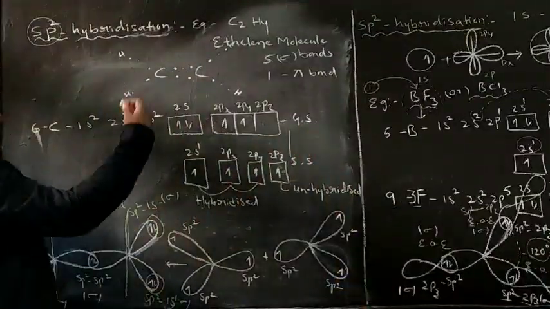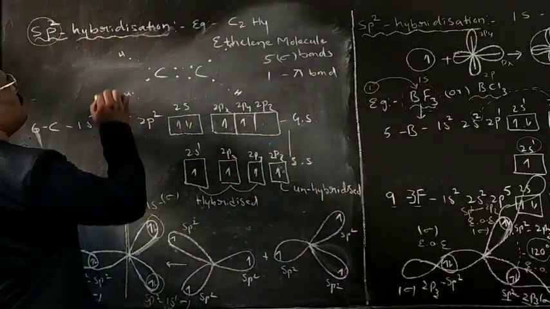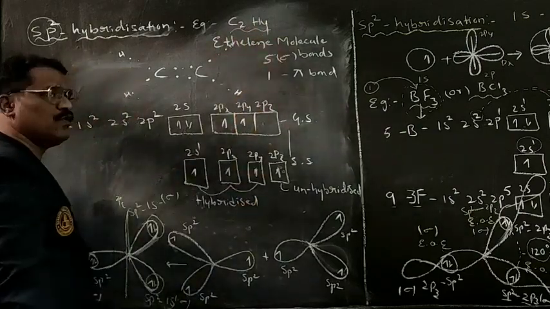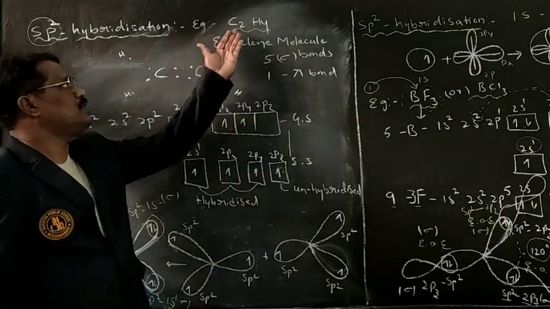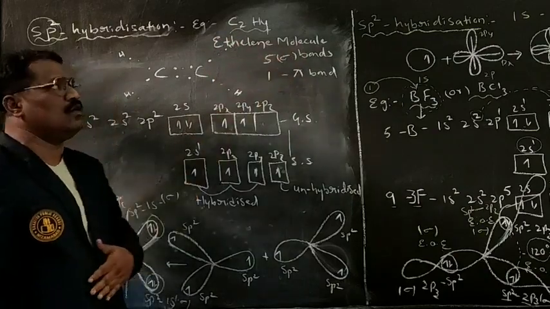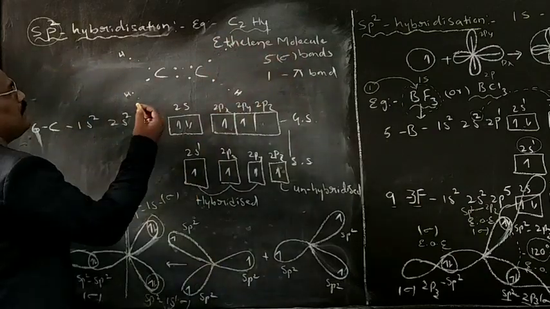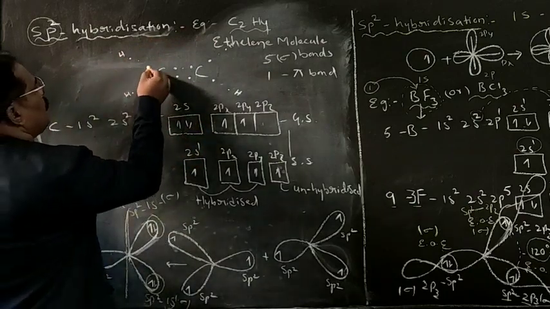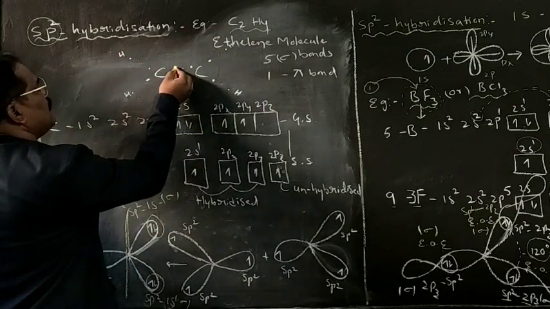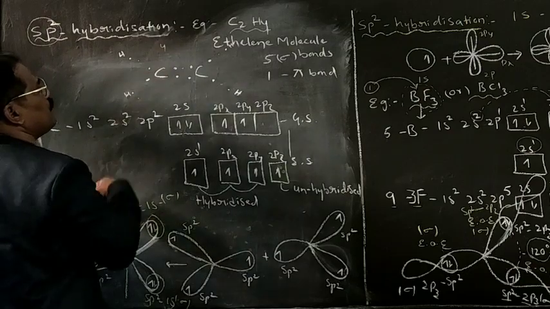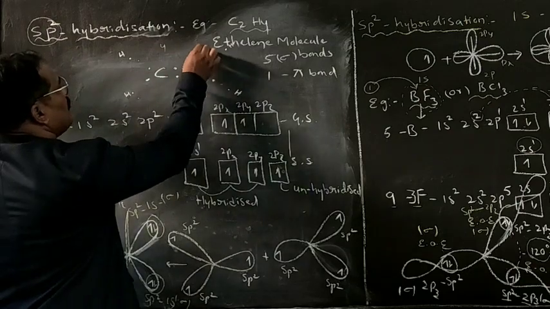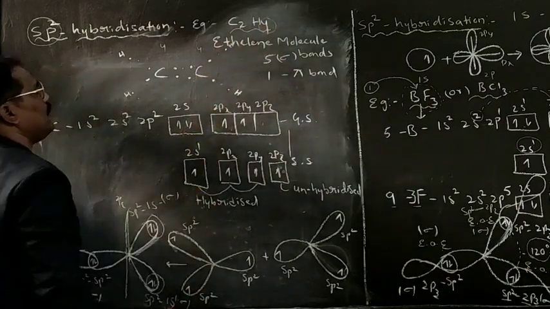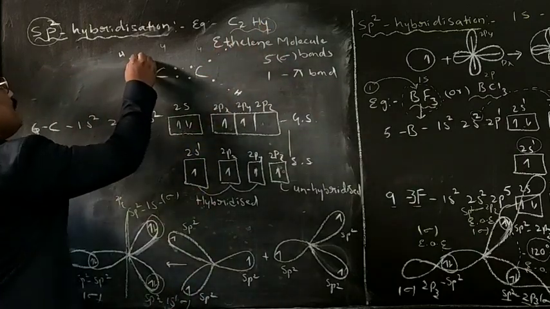Next topic, one more example: sp2 hybridization, that is C2H4. C2H4 means the ethylene molecule. Structure-wise, each carbon has 2 electrons toward this side, and its valency is 4. This carbon's valency is also 4, and how many hydrogens are there for us? 4 hydrogens.